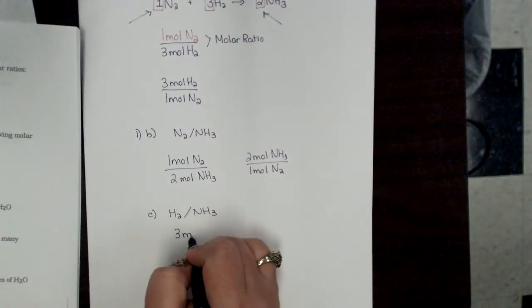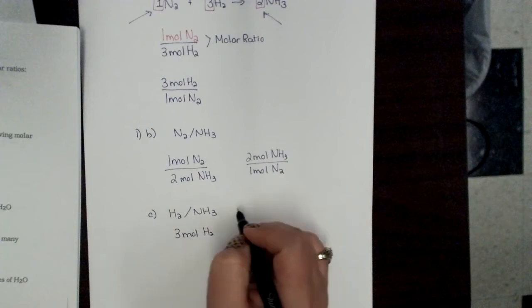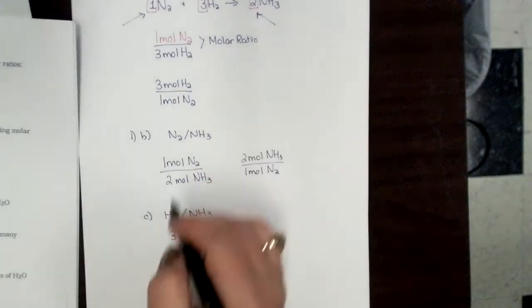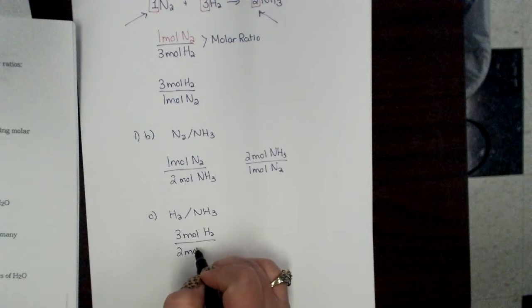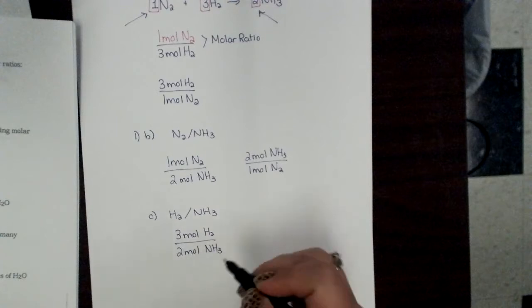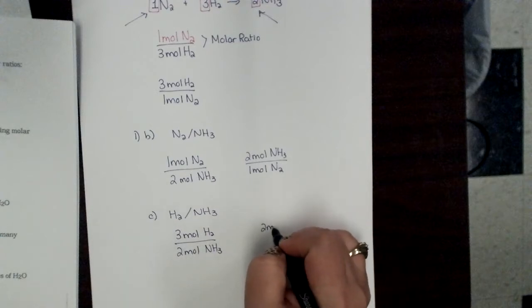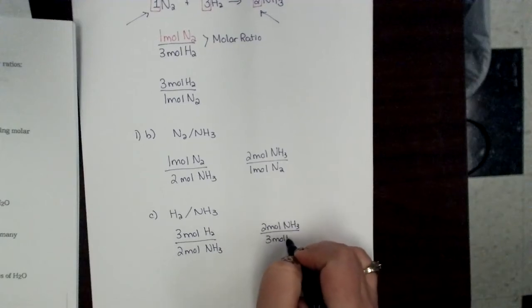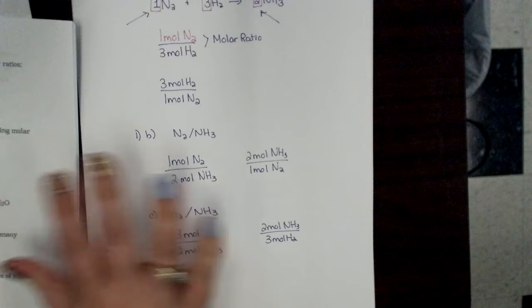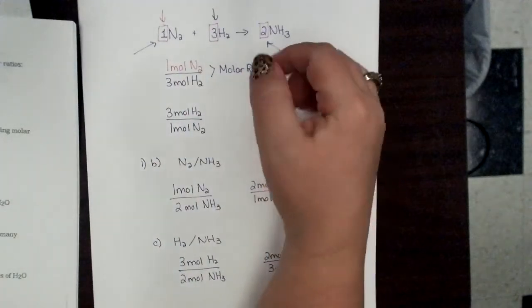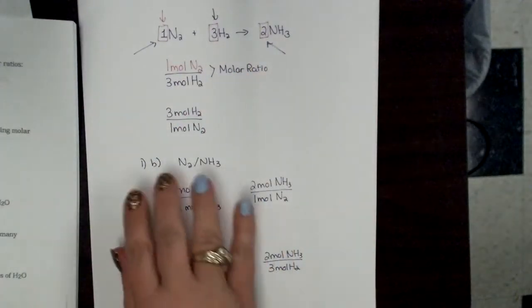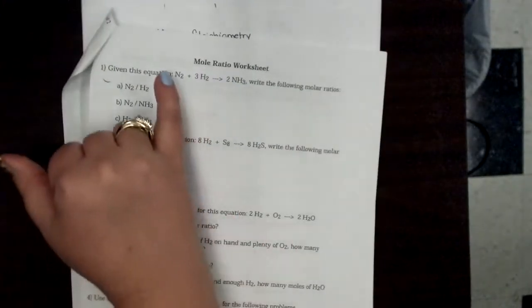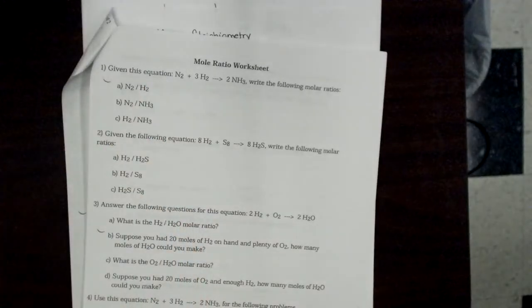So once again, we just look at our coefficients. We have 3 moles of H2 to 2 moles of ammonia. And then I can flip-flop it to 2 moles of ammonia to 3 moles of H2. So just by looking at this equation right here, I'm able to come up with 3 mole-to-mole ratios, or molar ratios, and then I have the ability to flip them around as need be, okay?